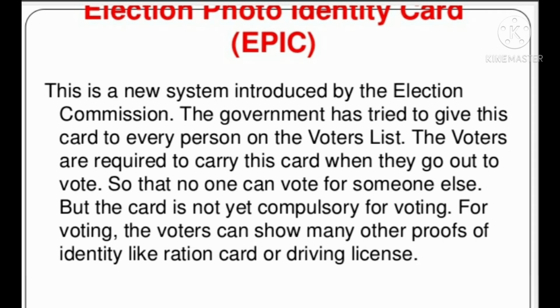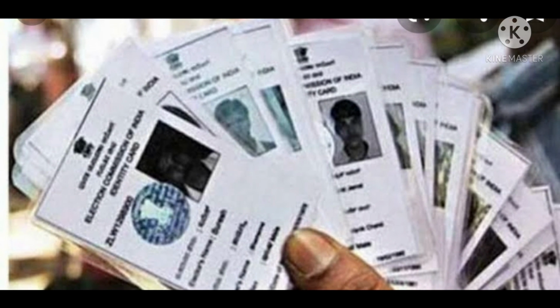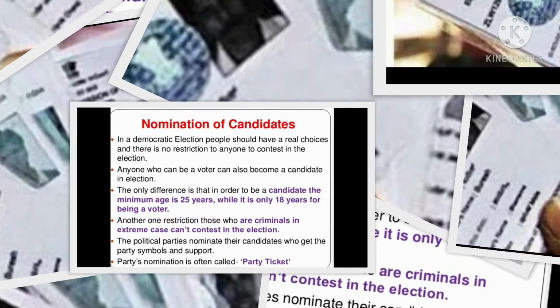In the last few years, a new system of election photo identity card has been introduced. The government has tried to give this card to every person on the voters list. The voters are required to carry this card when they go out to vote, so that no one can vote for someone else. But the card is not yet compulsory for voting. For voting, the voters can show many other proofs of identity like the ration card or the driving license.